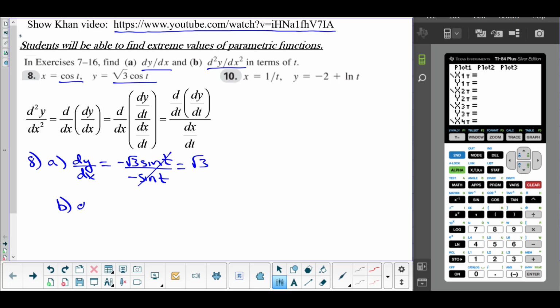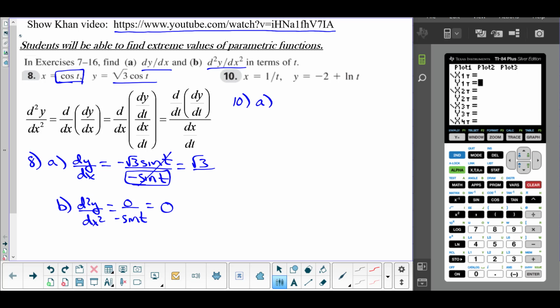B, the second derivative, d2y/dx2, is equal to the derivative of the first derivative, which is 0, but then you have to divide by dx/dt again. The derivative of x is negative sine of t. In this particular problem, you'd end up with the same answer even if you didn't divide, but that's coincidence. You have to divide by dx/dt.